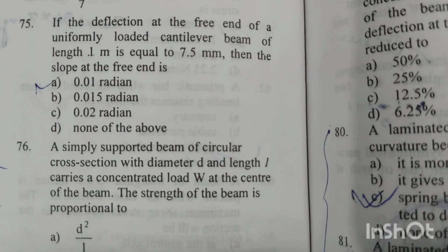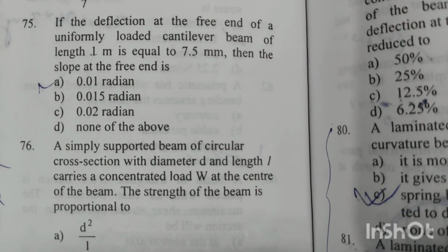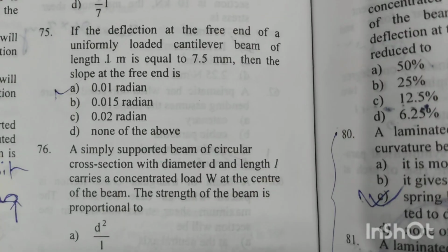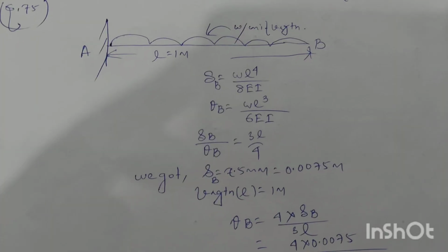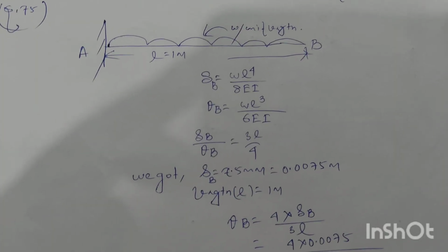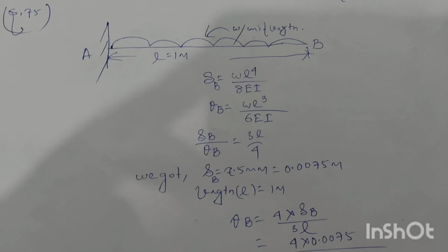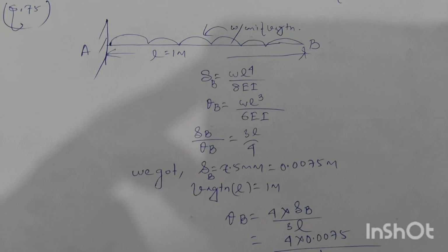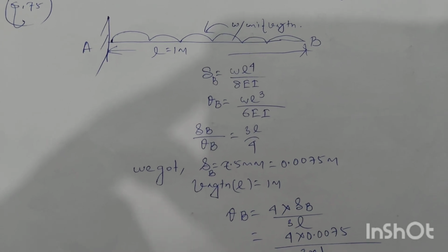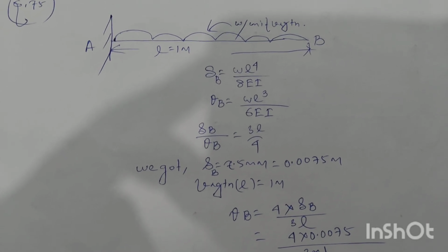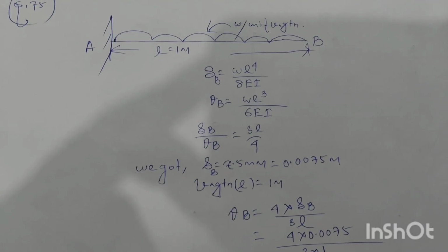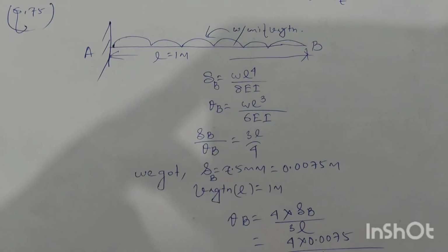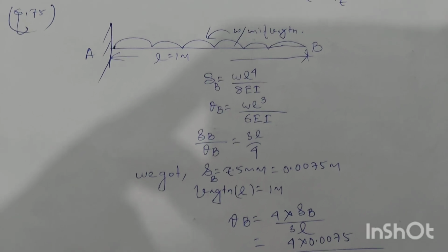Number 75. If the deflection at the free end of a uniformly loaded cantilever beam of length 1 meter is equal to 7.5 mm, then the slope at the free end is. The cantilever beam of total length L is subjected to uniformly distributed load W per unit length. Deflection at end B will be equal to WL to the power 4 by 8 EI, and slope at end B will be equal to WL cubed by 6 EI, and deflection at B divided by slope at B will be equal to 3L by 4, and we have delta B equal to 7.5 mm equal to 0.0075 meter, length L equal to 1 meter.